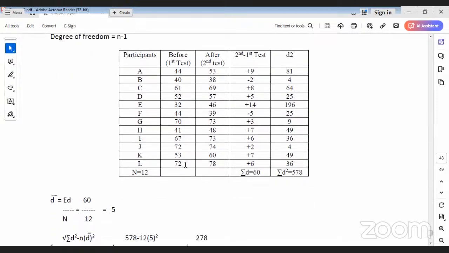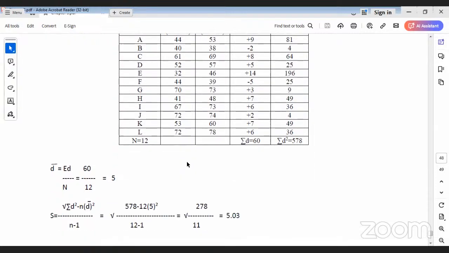Okay. So we have to find out d bar. So d bar is equal to sigma d by n. Already we got sigma d value. Sigma d value is here 60. D bar is equal to sigma d by n. That is 60 by 12, which is equal to 5.